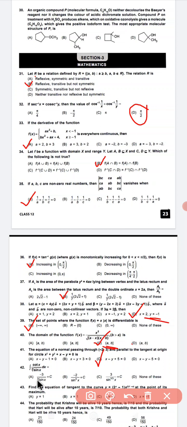X minus y plus 5 equal to 0. Now the next is question 42. That is the integral of cot x by root 3 sin x dx equal to minus 3 root 3 sin x plus c minus 2. In case of question 42, the correct answer option is A. Correct answer option is A once again.